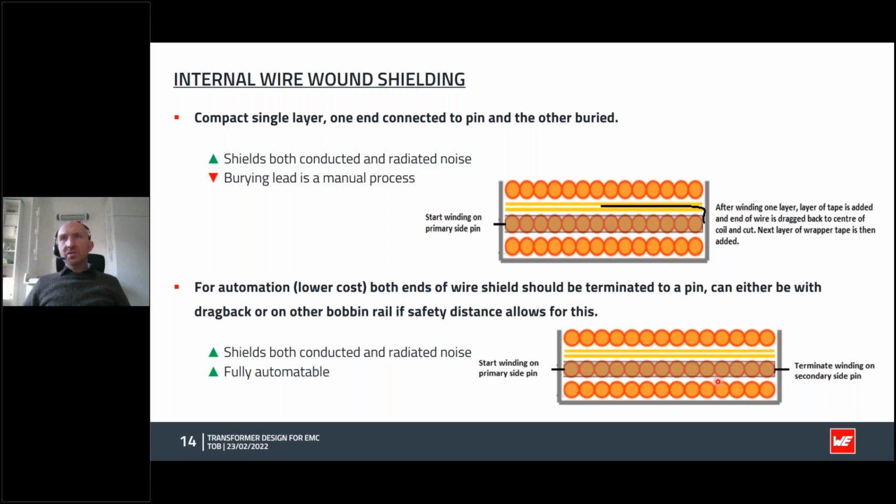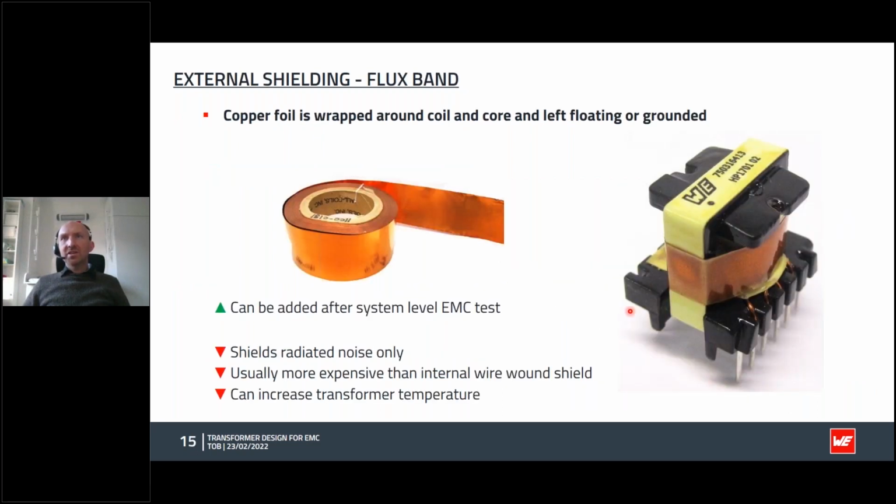Another thing we can do as an after add-on is a thing called a flux band. This flux band is a thin layer of copper again wrapped around the outside of the whole transformer. Because it's wrapped around the outside of the core, it doesn't constitute a turn, and this flux band is basically soldered together to form a loop, and then this will typically be connected to a quiet node as well. It can be left floating and still have some good results.